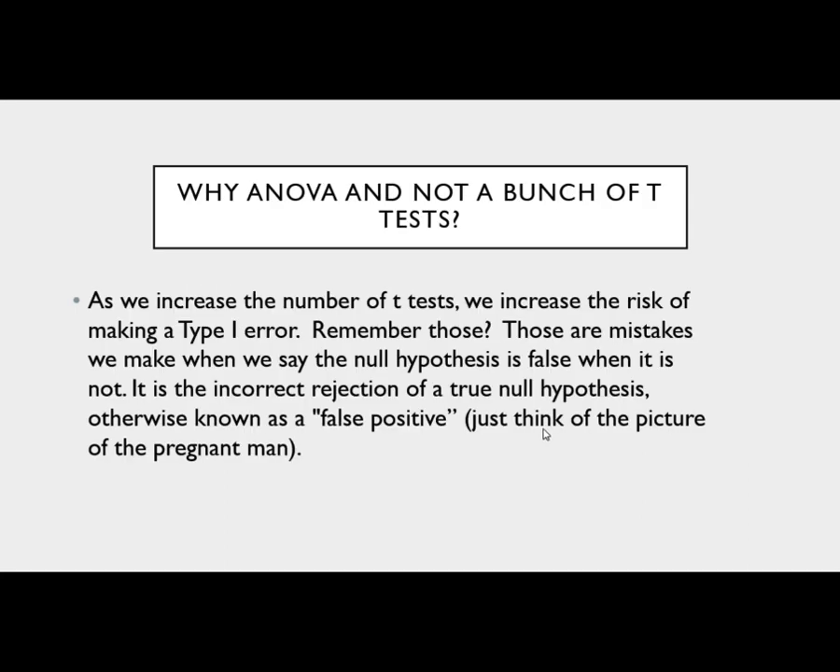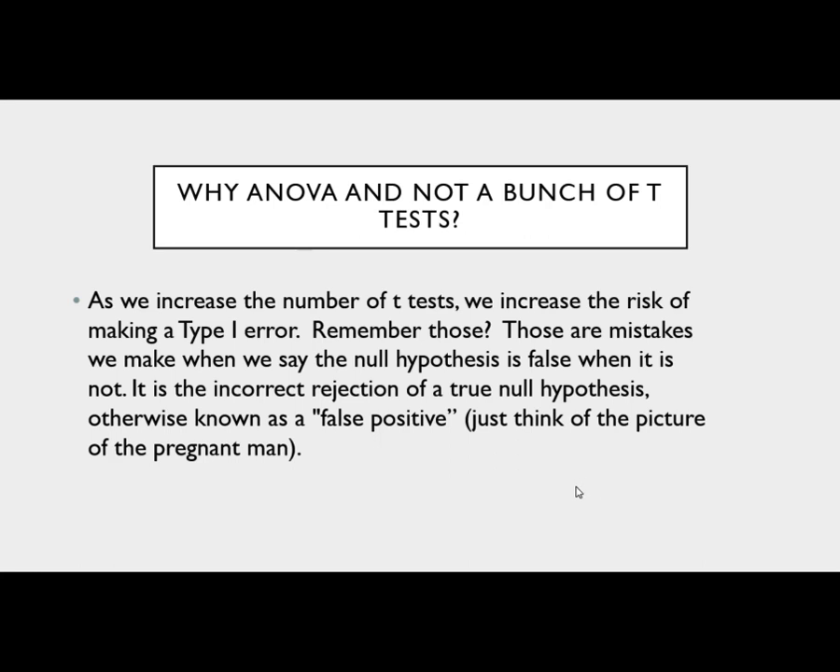Okay, so why ANOVA and not just a bunch of t-tests? Couldn't I just run a bunch of t-tests? Well, that's not allowed, or it's highly frowned upon, because as we increase the number of t-tests, we increase the risk of making a type 1 error. Remember those? Those are the mistakes we make when we say that the null hypothesis is false when it is not. It is the incorrect rejection of a true null hypothesis, otherwise known as a false positive. Just think of the picture with the pregnant man. That's the false positive. So it's not looked well upon to do a bunch of t-tests.